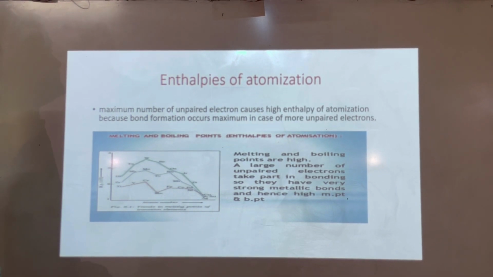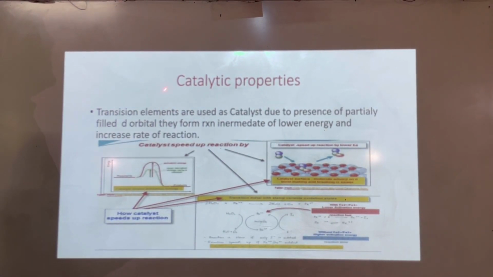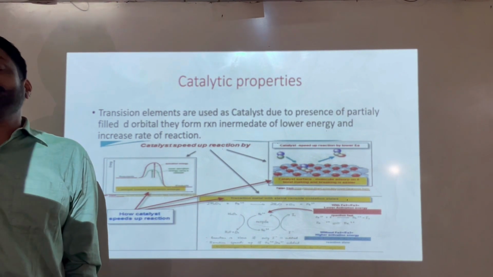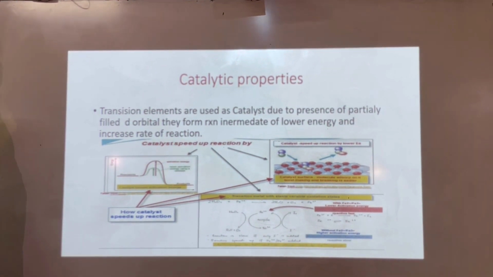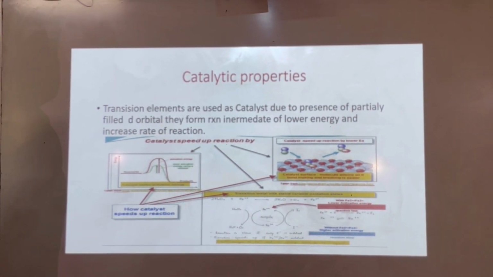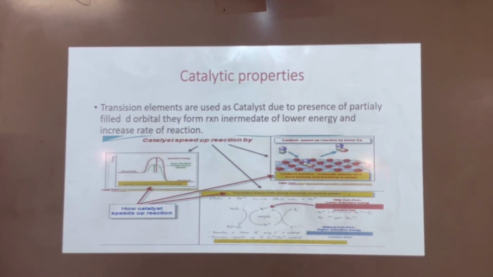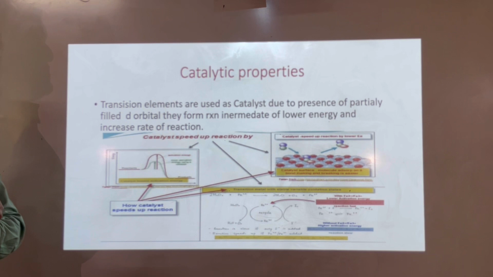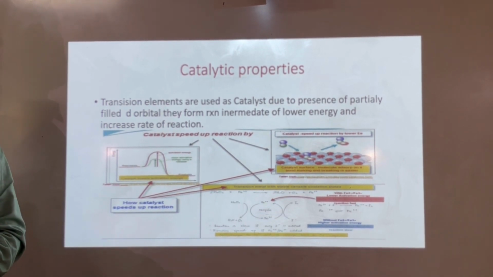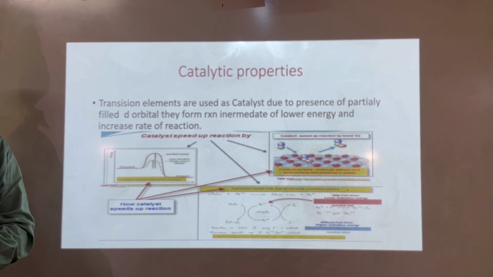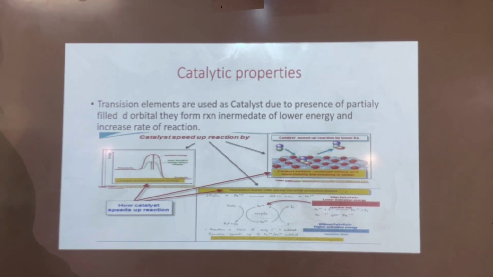Next property, catalytic property. Transition elements are generally used as catalysts in organic reactions, like nickel, palladium and platinum. You know catalysts increase the rate of reaction by decreasing the activation energy.